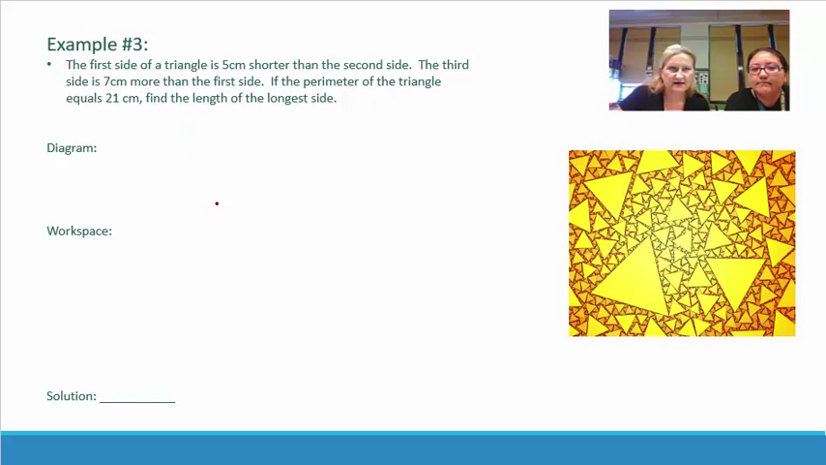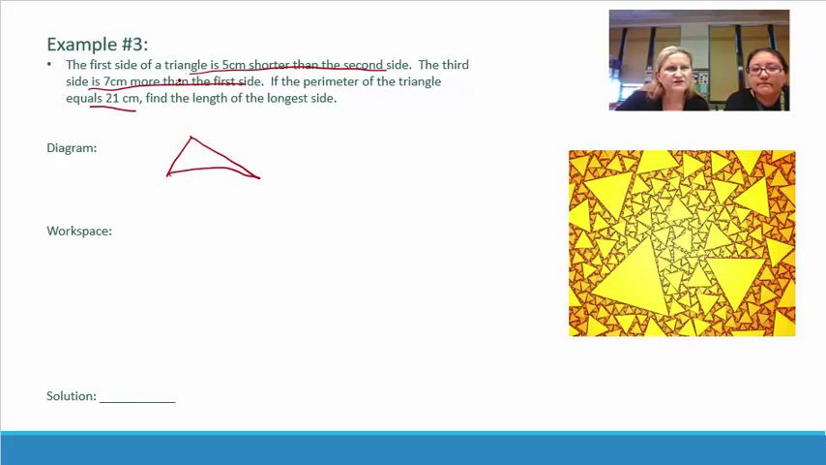It says the first side of a triangle is 5 centimeters shorter than the second side. So that's one piece of information. The third side is 7 more than the first side. So that's the second piece of information. And the perimeter of the triangle is equal to 21. Find the length of the longest side. So that can be pretty confusing. So again, let's sketch a diagram. I have a triangle.